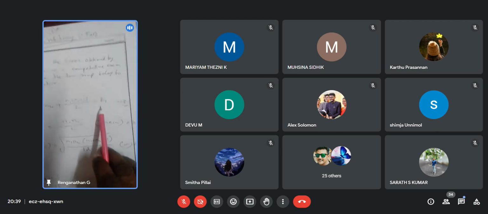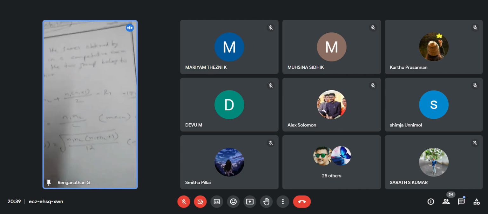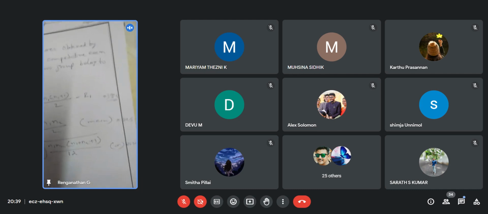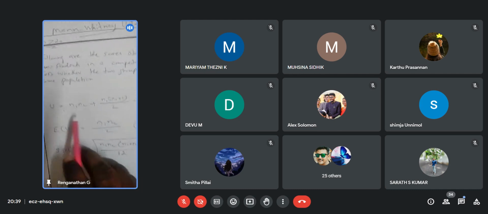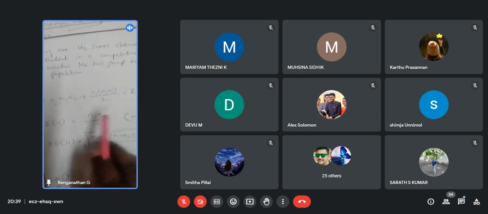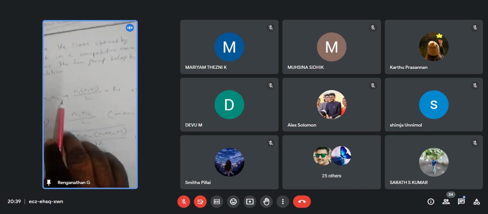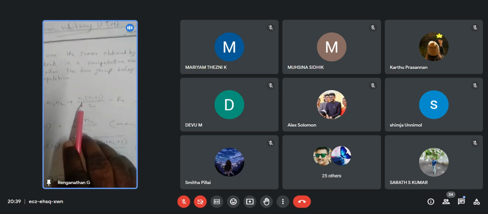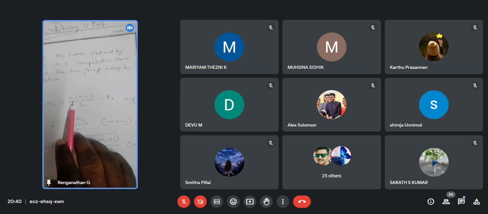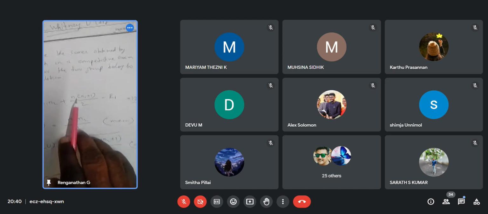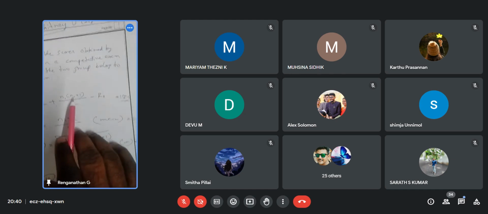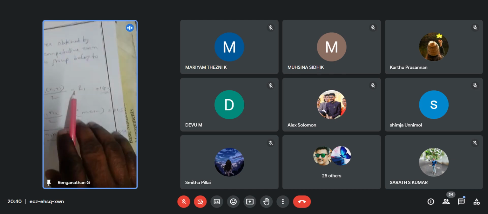If the least item is R2, the formula will change. I read the formula: U is equal to n1 n2 plus, here instead of n1, if we consider R2, it is n2, so n2 into (n2 plus 1) divided by 2 minus R2.